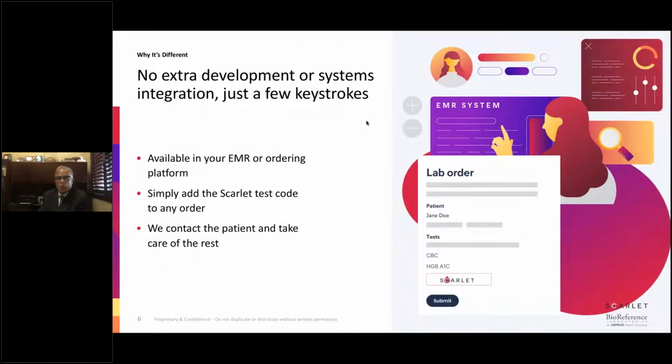Why is it different? Why is Scarlet different? There's no extra development. There's no system integration, and it's basically just a few keystrokes. It's available in your current EMR or any ordering platform that the healthcare provider utilizes. We simply add the Scarlet test code to any order, and we contact the patient and take care of the rest. It really is that simple. We call it 1, 2, 3, 4. It's a simple process.